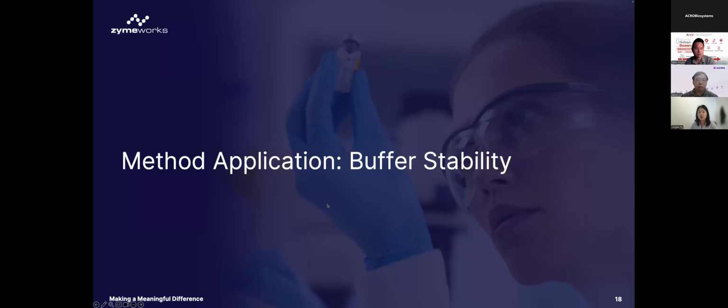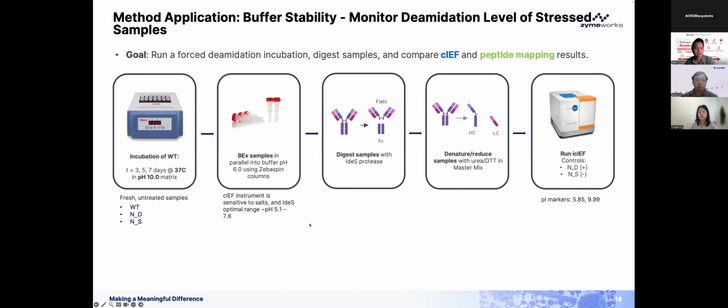In the end, we want to try if this method can help monitor actual stressed mAb samples. So to force deamidate the wild-type, samples were incubated in a high pH matrix at 37 degrees for 3, 5, and 7 days. And then samples were tested on both CIF and peptide mapping. The samples were then denatured, reduced, and digested for the actual run.